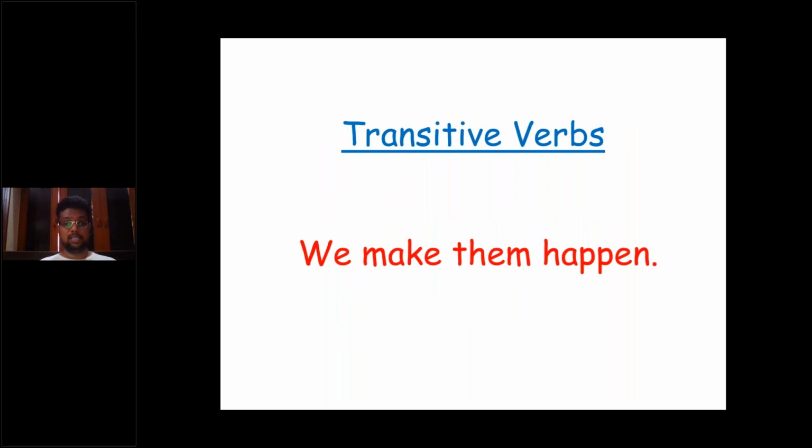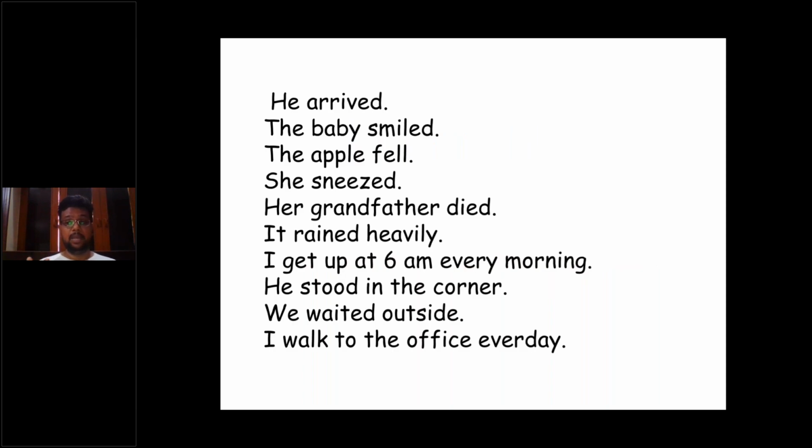Another trick to learn transitive and intransitive verbs. Transitive verbs, we make them happen. Intransitive verbs, they happen naturally. For example, look at these sentences. The baby smiled. The baby smiled naturally, on his own. We haven't committed an action over here. So whenever something happened naturally, we haven't done something to let that action come into place, come into existence, then that is an intransitive verb.